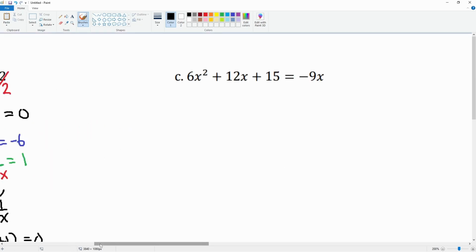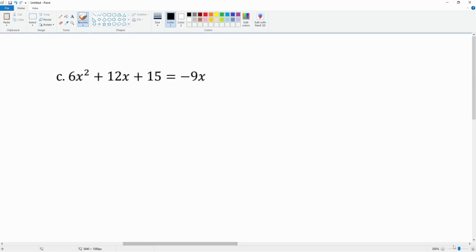And let's do C. Here, we have to again set it equal to 0, so we have to get rid of the negative 9x. So we're going to add 9x to both sides. Let's combine some like terms here. 12x plus 9x becomes 21x. Bring everything down: 6x squared plus 21x plus 15 equals 0.